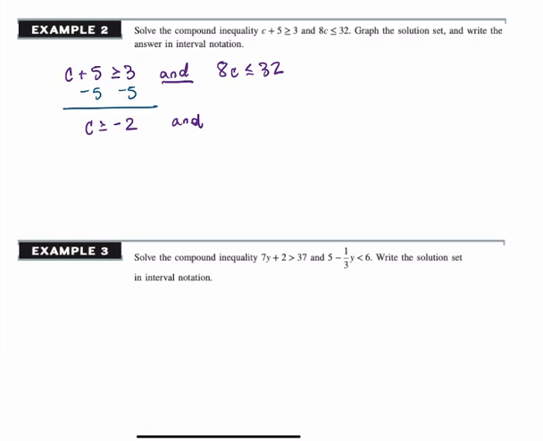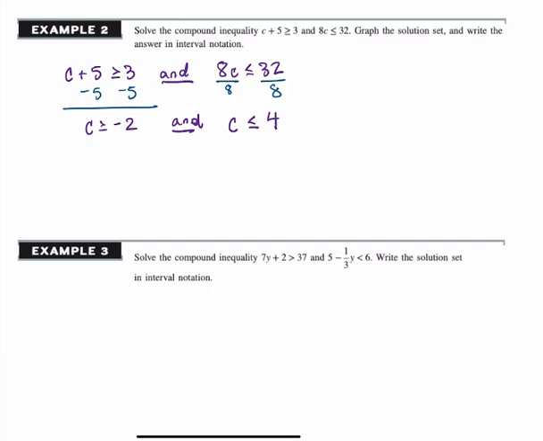So we have 8 times c. Let's divide both sides by 8. We're dividing by a positive, so we don't need to flip the inequality. And then 32 divided by 8 is positive 4. So we have two solutions here, joined with this "and." We could call that an intersection.